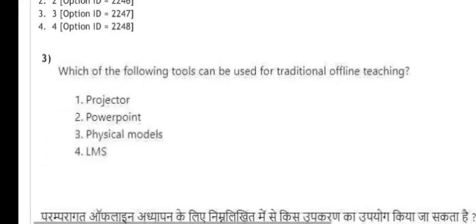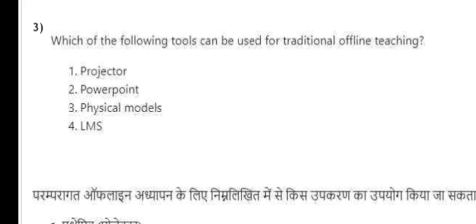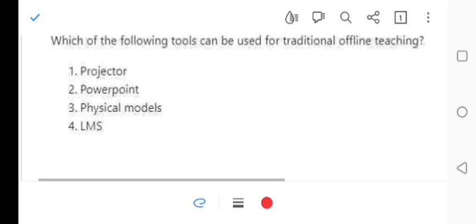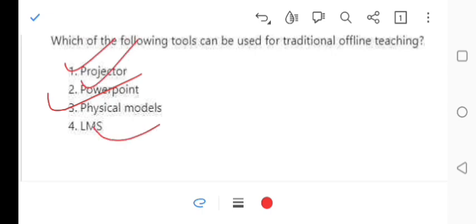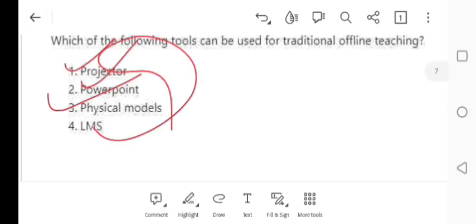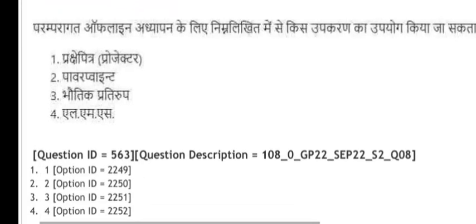Next question says, which of the following tools can be used for traditional offline teaching? Which of the options? Projector, PowerPoint, physical models, LMS. So since it is offline, it will be physical models. Projector, PowerPoint, LMS, these 3 are online based.